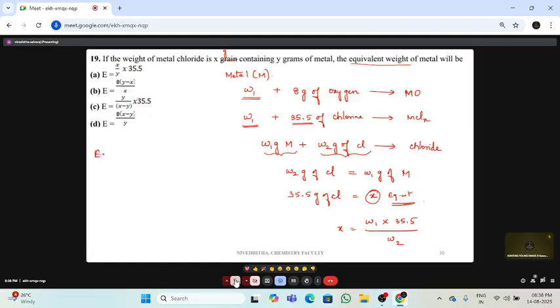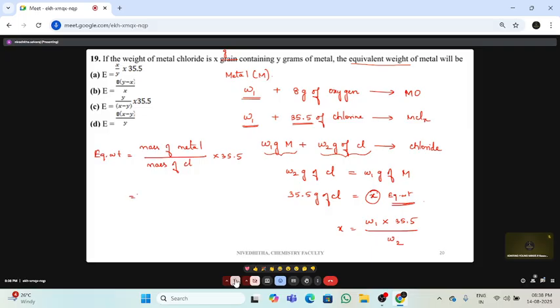So equivalent weight is equal to, what is W1, Kana? W1 is the mass of metal, divided by, what is W2? Mass of chlorine, into 35.5. That's it. This is the formula Bhumika was talking about.